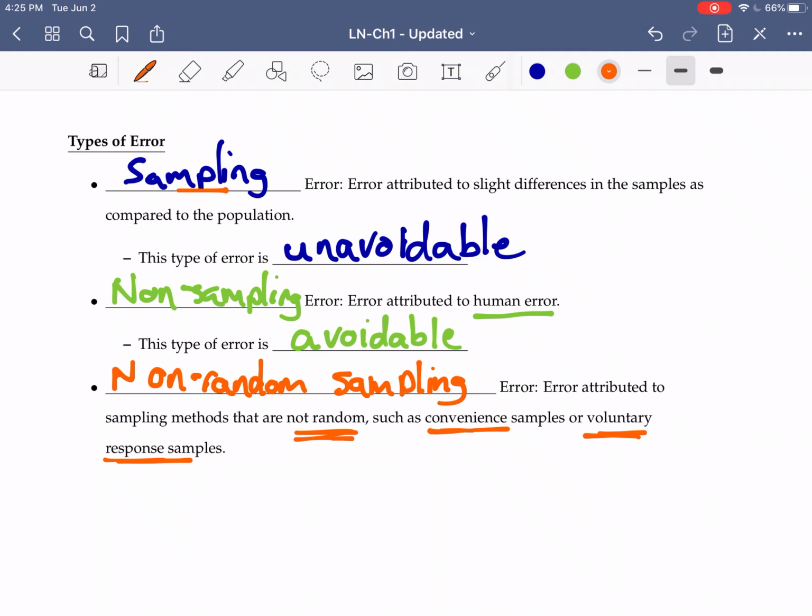All right, those are the types of error. And that is Chapter 1. We'll talk to you again when we look at Chapter 2.